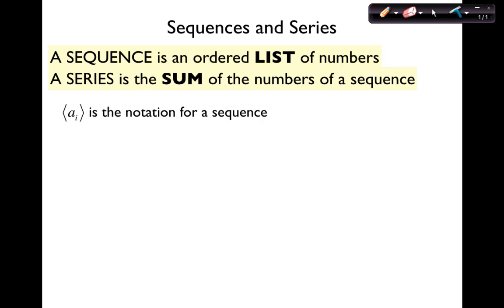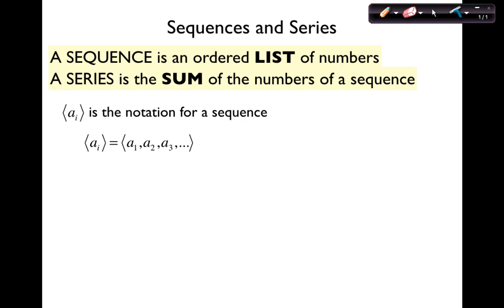Our notation for a sequence is this. I call them chevrons. We've got brackets and parentheses and braces, but for a sequence, we use chevrons. What's this A sub I? I is called the index. I is telling us which number of the sequence it is, or which number of the list. There's the first term of the sequence, so we use I equals 1. Then the next term in the sequence is I equals 2. And that's the subscript.